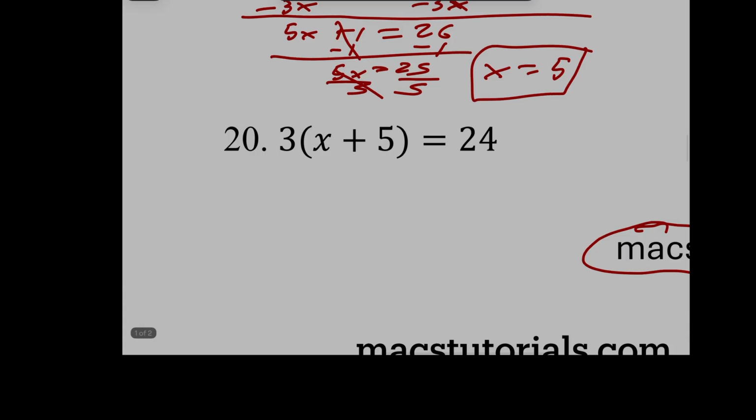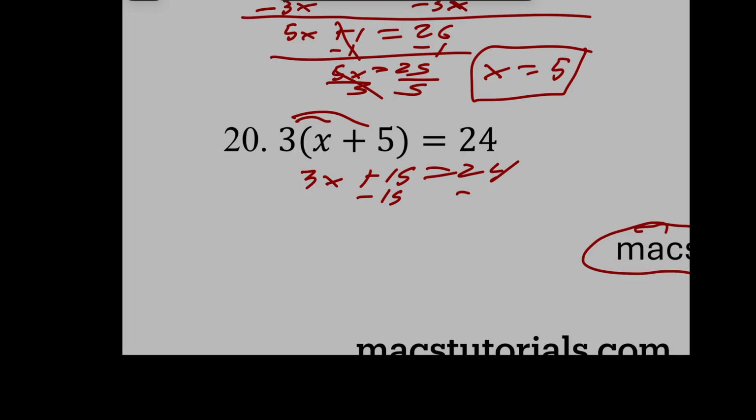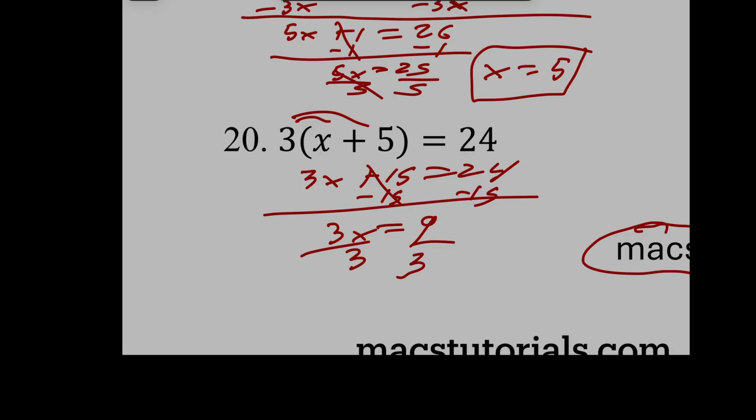Okay. Last one, I see a 3 in front of a parenthesis. I'm going to distribute. I'm going to get 3x plus 15 equals 24. Now, letter is on one side, number is on the other. I'm just going to move that 15. Boom, die. 3x equals 9. Once I divide everybody by 3, I get a nice, pretty x equals 3.